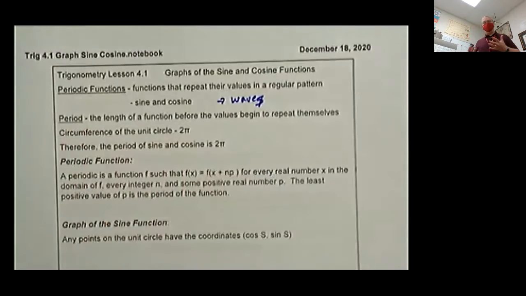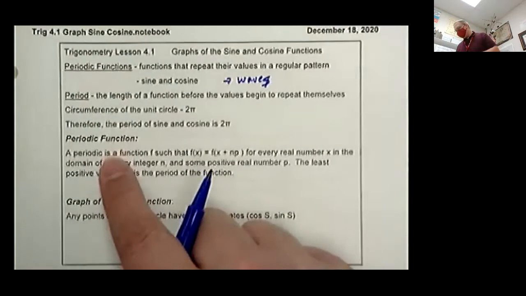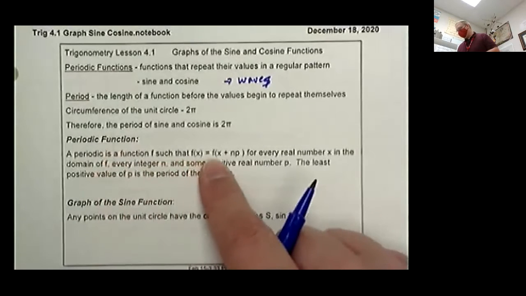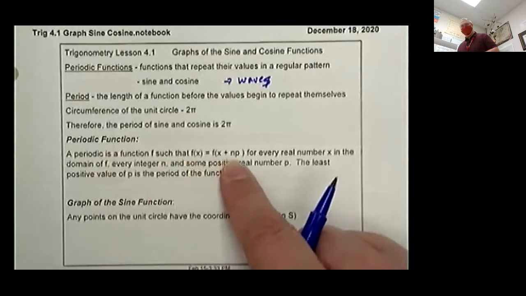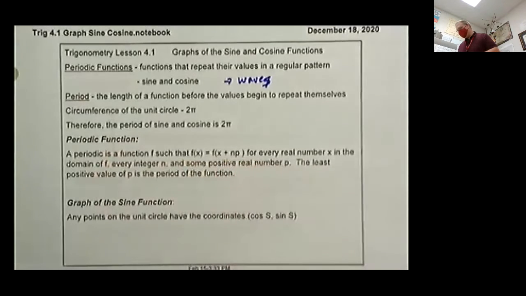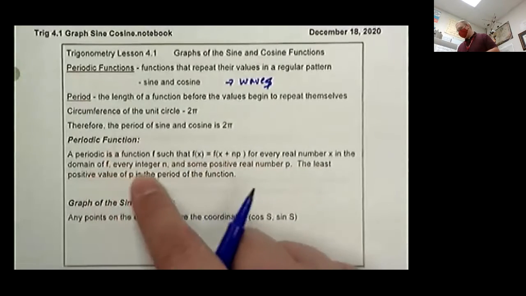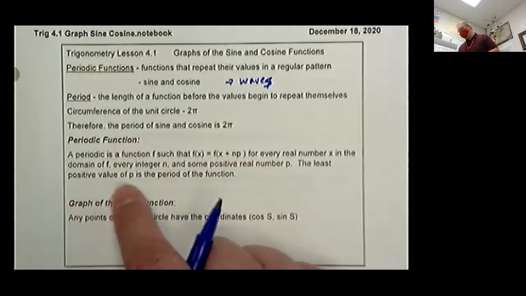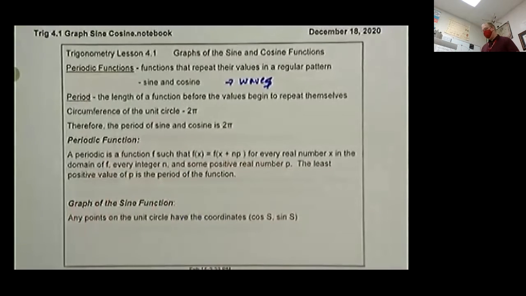And we know that if we think about finding the coterminal angles, they have the same values as we go around the unit circle. And so that's our periodic function. Therefore, we can define mathematically a periodic function is a function f such that f of x is equal to f of x plus np for every real number x in the domain of f, every integer n, and some positive real number p. The least positive value of p is the period of the function.